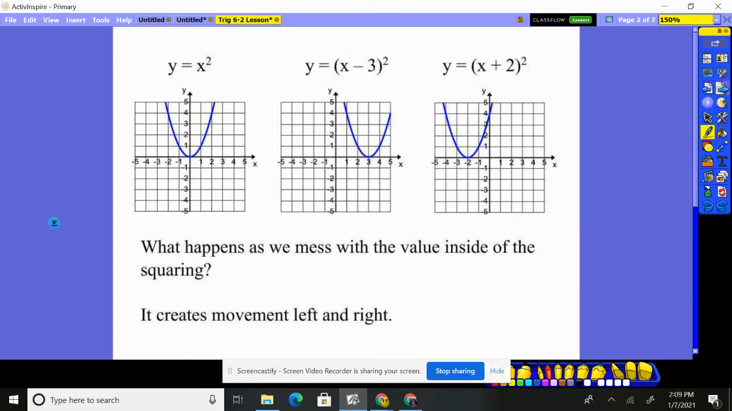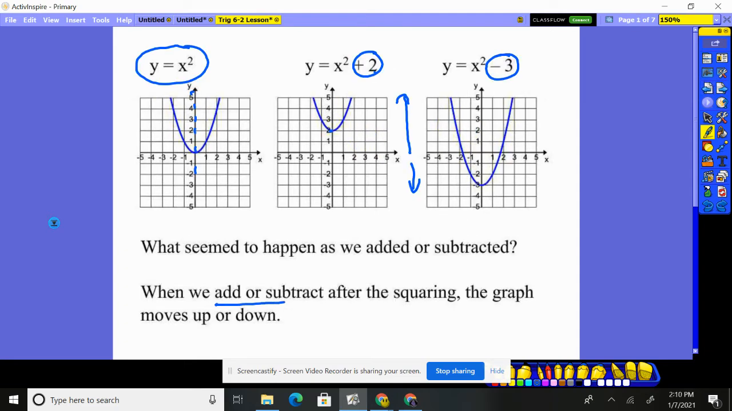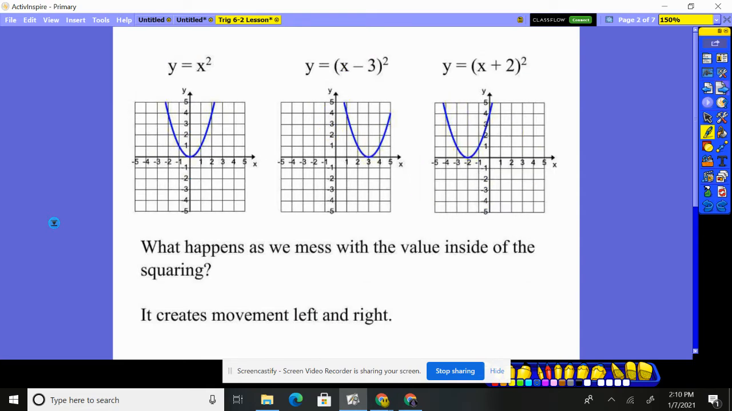Now look, here's our parent graph y equals x squared. Now we're subtracting from the x value and then squaring. That's what I meant when I said when we add or subtract after the squaring. See, here's the squaring, and then after it, we were doing something, okay? So here, before we square it, we're now subtracting or adding. Well, let's look what happens because it's a little different.